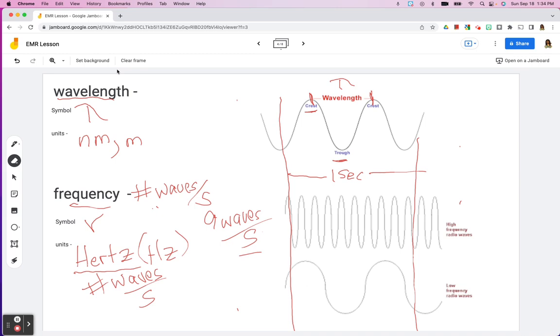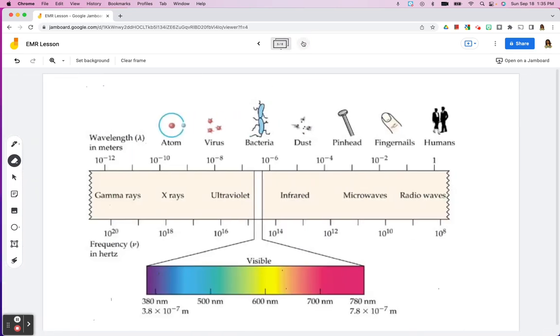If we look at the bottom diagram here, we have 1, 2 waves. So this one would be 2 waves per second. So we could rewrite these as 2 hertz. Okay, so those are the two variables we measure for electromagnetic radiation.